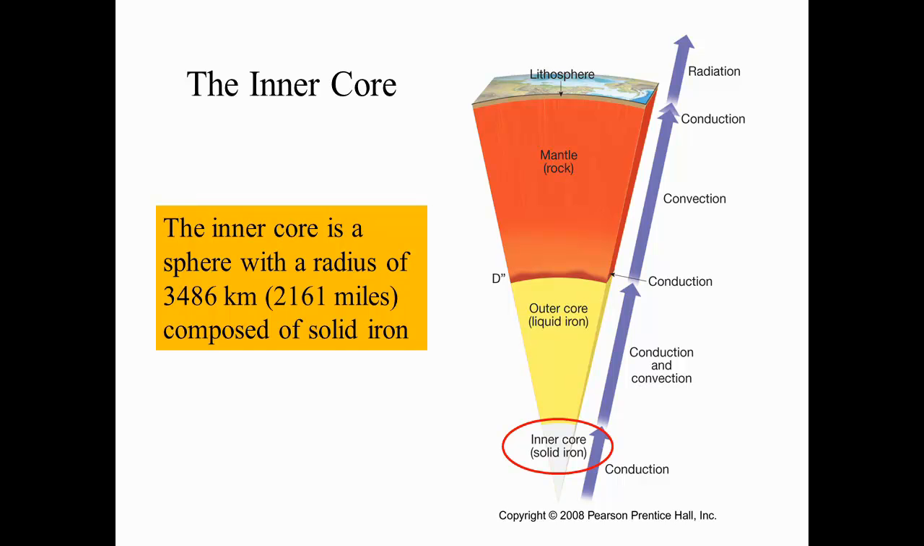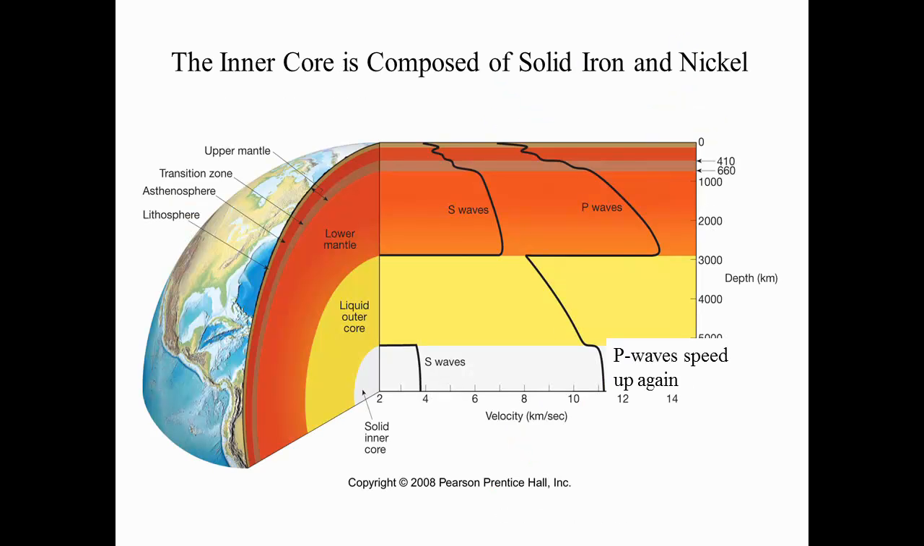The inner core, on the other hand, is a sphere with a radius of about 2161 miles or 3486 kilometers, composed of solid iron. And as a result, looking in the profile of seismic waves, we find that P waves speed up again.